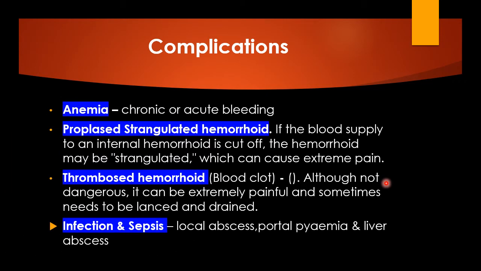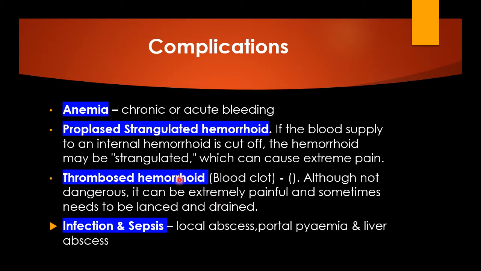Okay, next we come to complications. Anemia is one of the common complications of hemorrhoids. Chronic bleeding leads to anemia. Sometimes it can also result in acute bleeding, causing hemorrhagic shock, which needs emergency treatment. Okay, prolapse and strangulated hemorrhoids. If the blood supply of the internal hemorrhoid is strangulated or cut off, the hemorrhoid becomes strangulated, which causes extreme pain.